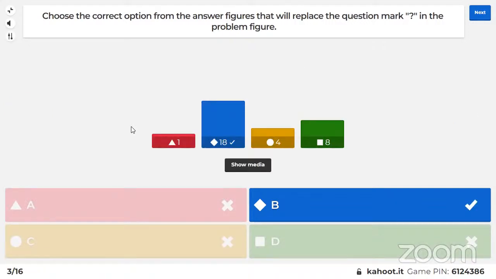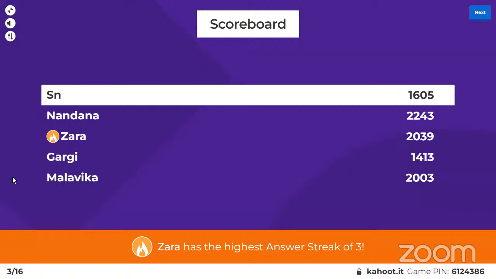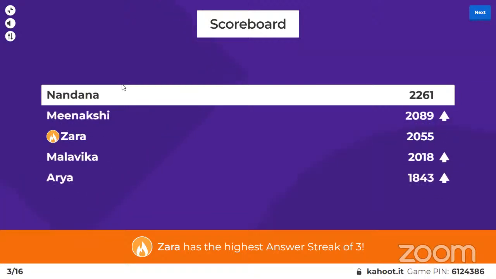Replace the question mark, and the figure is B. B will replace the question mark correctly. All right, scoreboard. We have a new topper, and the scoreboard also got refreshed. So Nandana is the new topper with 2261 points. Second, we have Meenakshi. Third, we have Sara, and Sara is the highest climber here with the highest answer streak of 3 correct answers in a row, 2055 points. And fourth, we have Malavika, and fifth, we have Arya. Okay, that's all from the scoreboard.